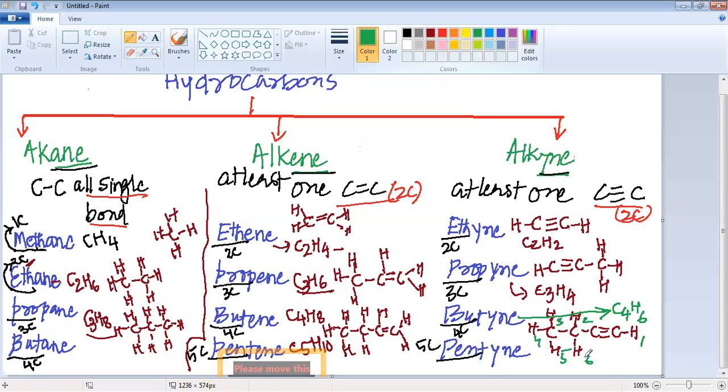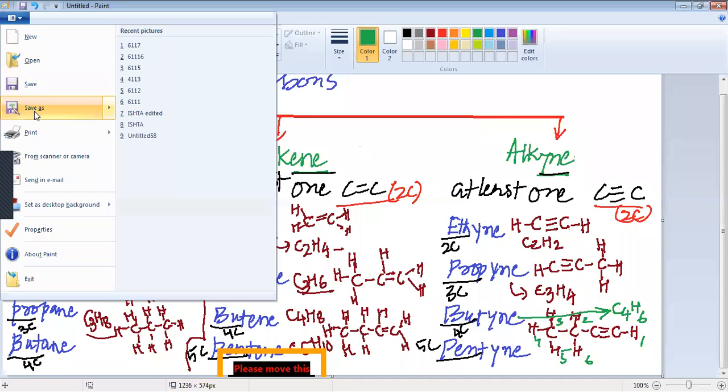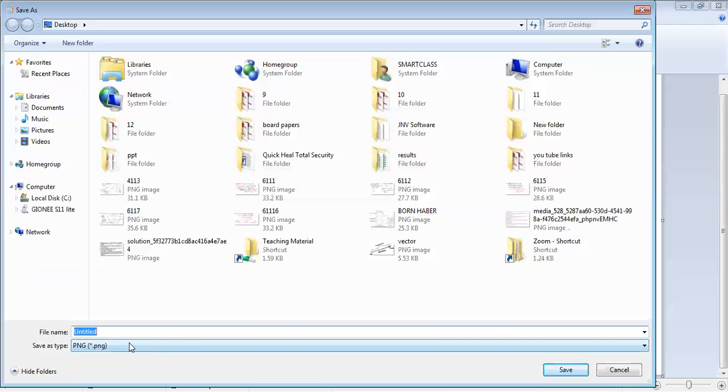So it is C4H6. So this is how, my dear students, we can understand the various alkanes, alkenes and alkynes. They are formed by single, double and triple bonds. Now, my dear students, we need to understand it in detail. So let us try to understand them one by one in detail.